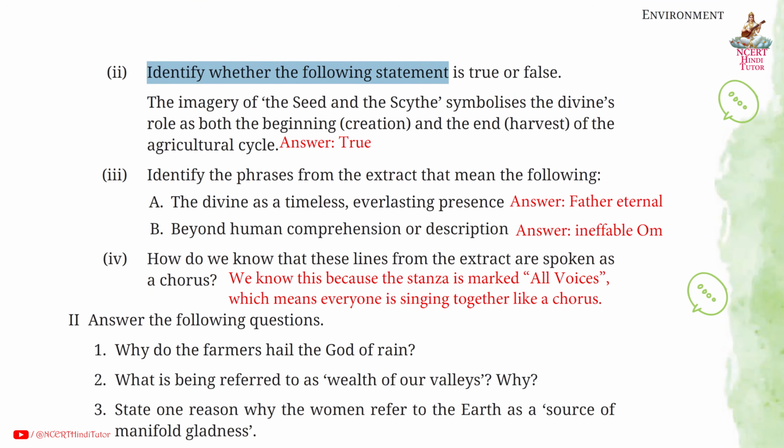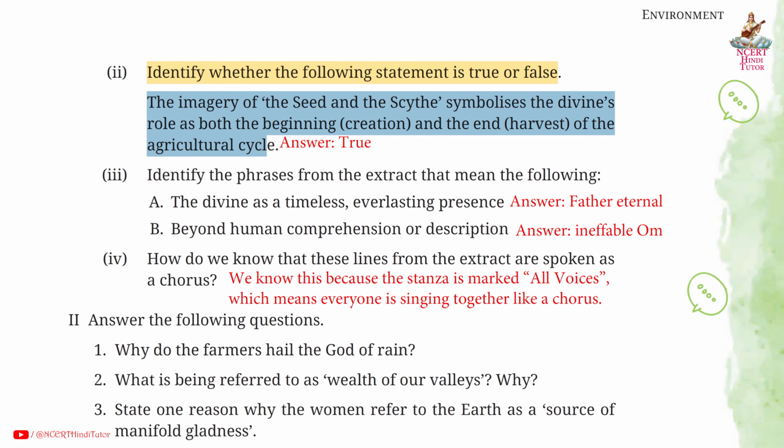Second, identify whether the following statement is true or false. The imagery of the seed and the scythe symbolizes the divine's role as both the beginning, creation, and the end, harvest of the agricultural cycle. So friends, this is true.